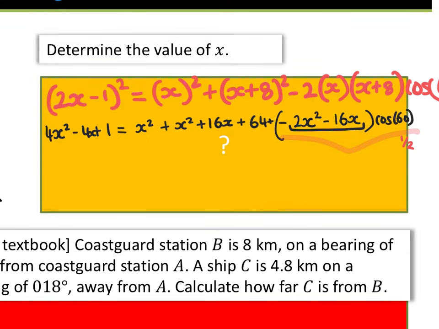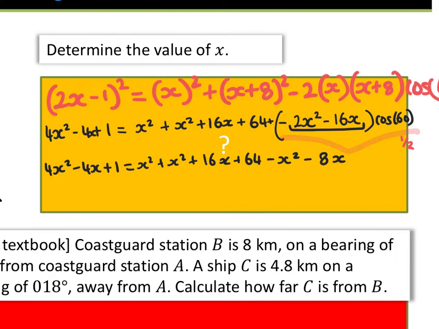Okay, so I'm going to rewrite this again. So I get 4x squared minus 4x plus 1 equals x squared plus 16x plus 64, and then I'm going to multiply minus 2x squared minus 16x by half. So I'm going to get minus x squared minus 8x. Okay, that is what we should have. And even though I would normally simplify some of this in my head, I've done it a bit slow. So now I'm going to simplify everything.